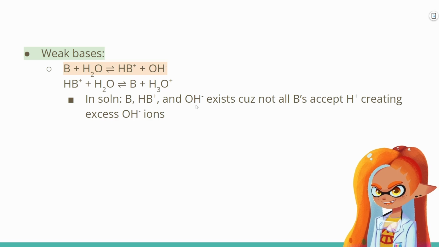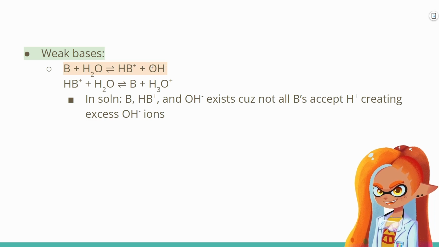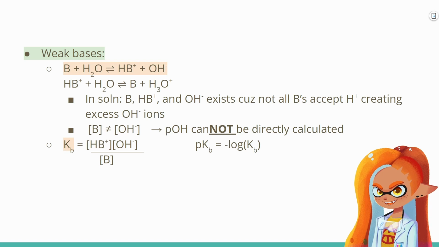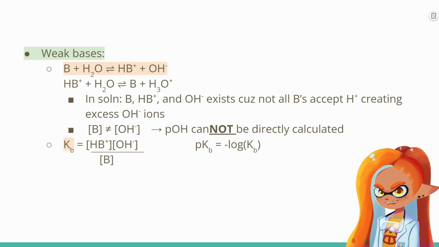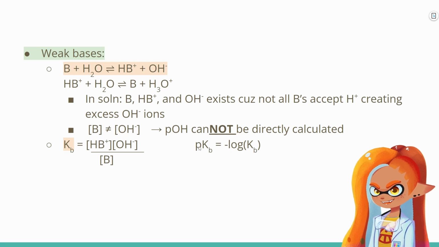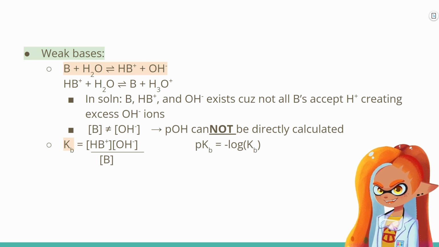So again, not all of the base is going to accept the H plus, so we'll have that excess of that guy, okay? And so just like with weak acids, with weak bases you can't get the concentration of OH minus, and so we can't calculate pOH directly, and so we have to do the math. We use Kb values, and so we have the conjugate acid, again, conjugate acid, be careful. Then you have the hydroxide concentration and then base. pKb is just negative log Kb, just like any other p value.